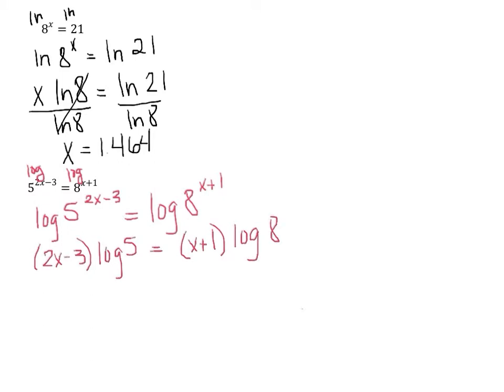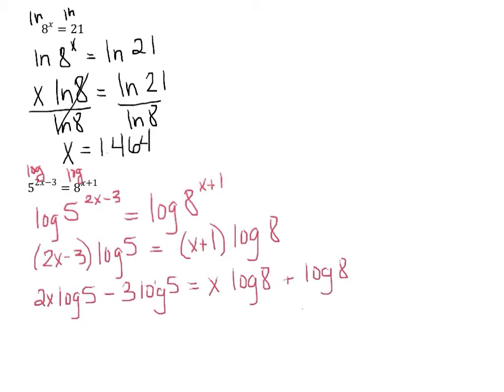Alright, so from here, we're going to distribute this log 5 to both terms in parentheses, and then the same with the log 8. So this becomes 2x log 5 minus 3 log 5. Oops, how about I actually spell that correctly? And that's equal to x log 8 plus 1 log 8. So we'll just write that as log 8.